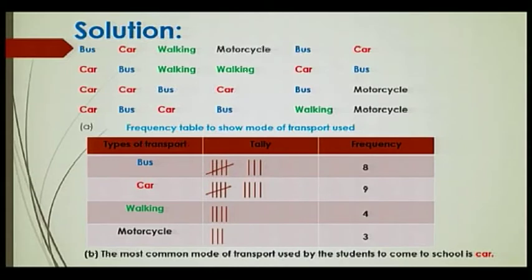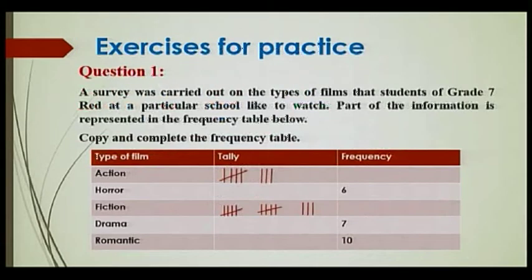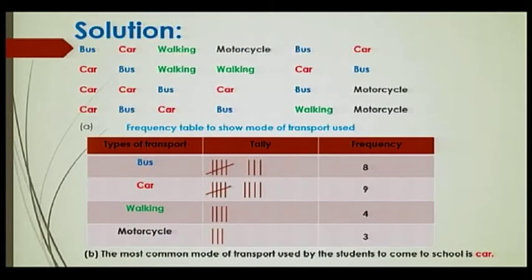Now, the most common mode of transport used by the students to come to school, we can see the highest value is 9, and this corresponds to car. So the most common mode of transport will be car.